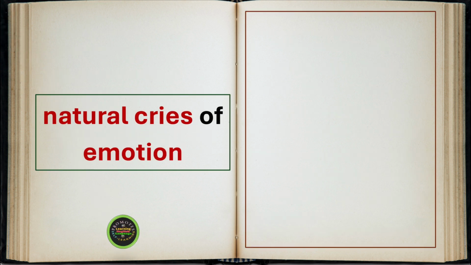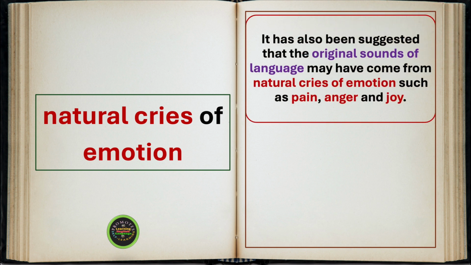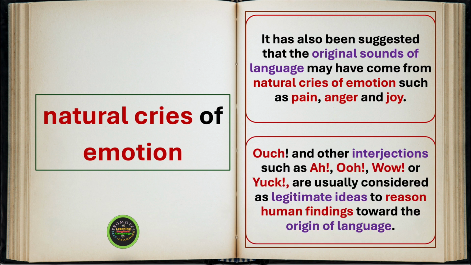We continue our discussion. Natural cries of emotion. What are they? It has also been suggested that the original sounds of language may have come from natural cries of emotion such as pain, anger, and joy. Ouch, and other interjections such as ah, ooh, wow, or yuck are usually considered as legitimate ideas to relate human findings to the origin of language. So, natural cries of emotions might also be one of the reasons to relate to the origin of language.